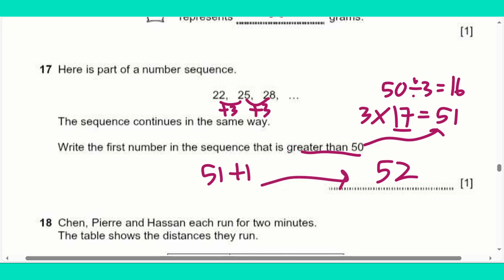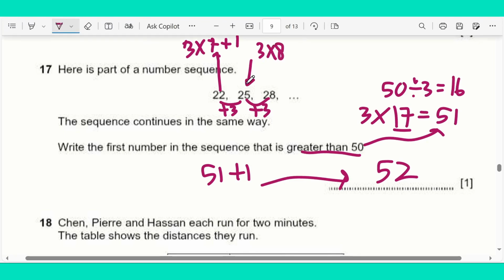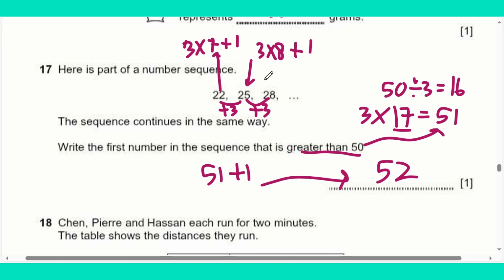What is the reason? Because 22 is 3 times 7, which is 21. To get to 22 we have to add 1. That is the reason. Now the same applies to this: 3 times 8 is 24, and to get 25 we have to add 1. The same applies to this: 3 times 9 is 27, and to get the correct term we have to add 1. So if 3 times 17 is 51, to get the correct term we have to add 1, that is 52. Okay, so that is the answer. Next.